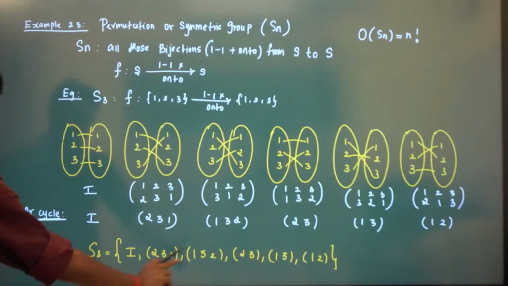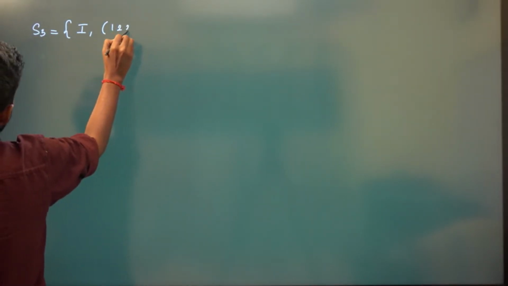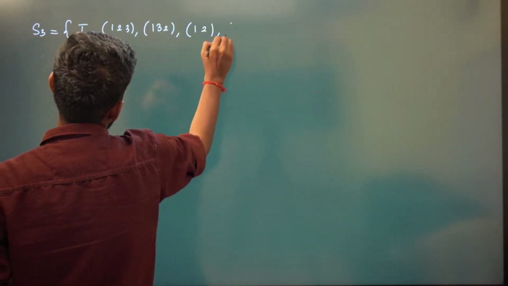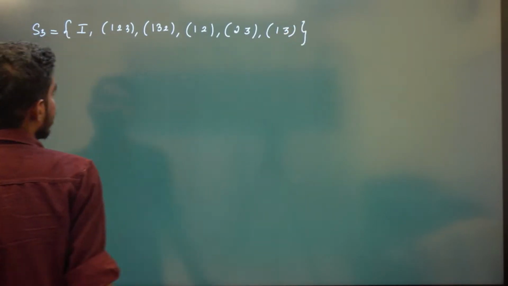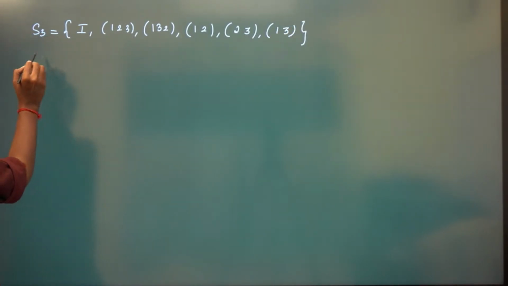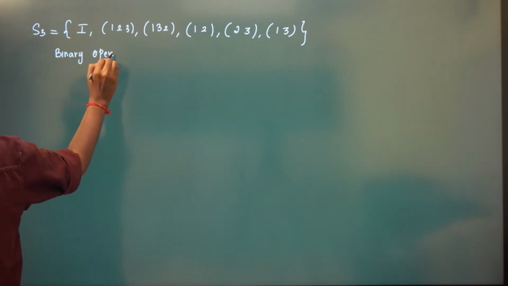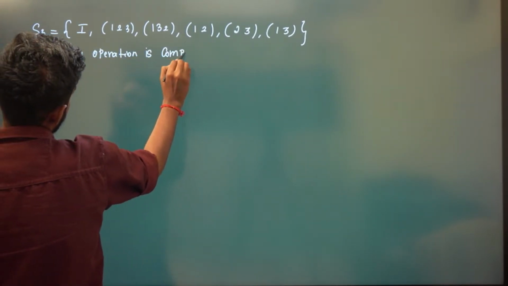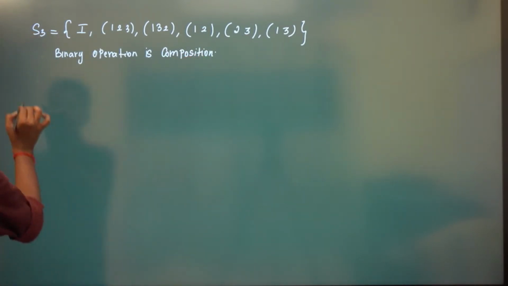So we will show that this set is a group now, right? S3 consists of the identity, (1 2 3), (1 3 2), (1 2), (2 3), (1 3). These are the 6 elements. Now the binary operation is composition. Right? It is composition.